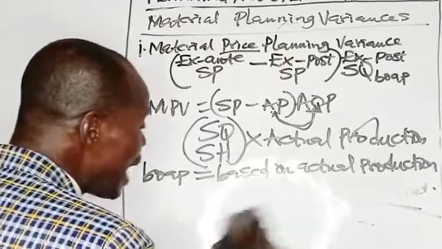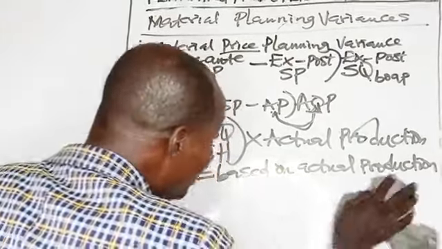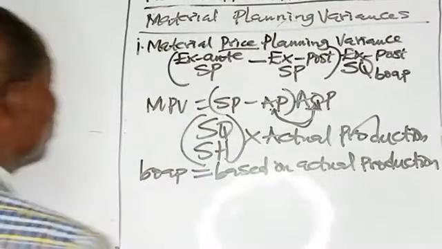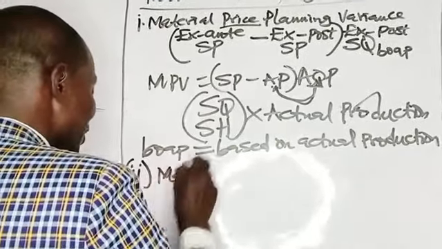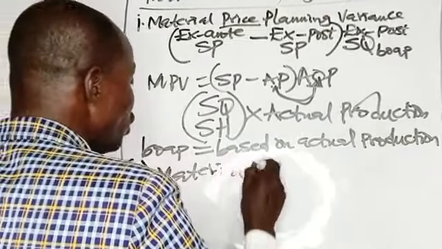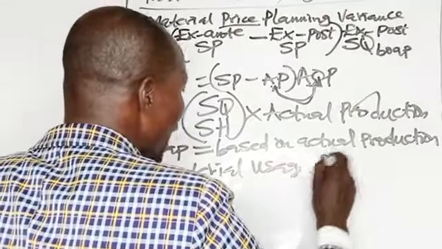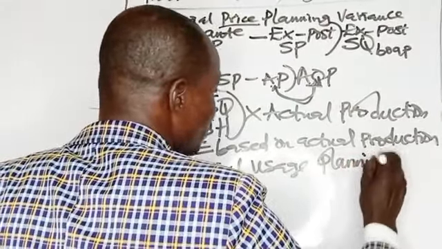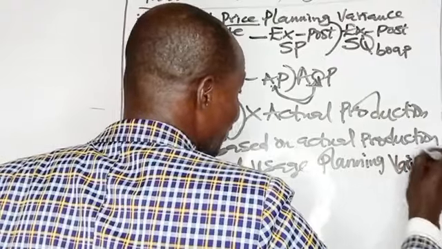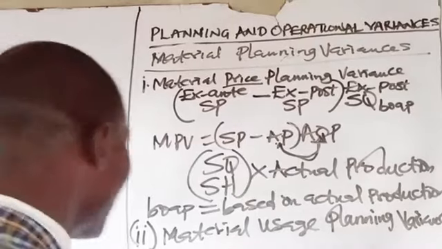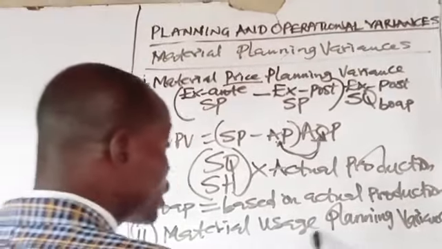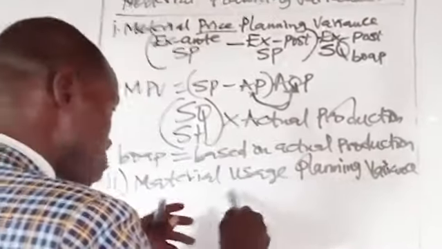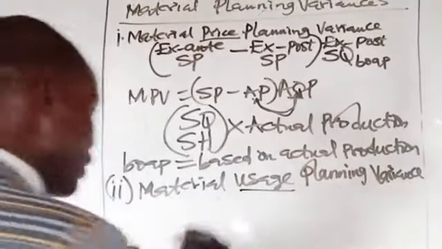Then the second variance under materials, which I'm going to examine, is material usage planning variance. Don't forget, I've told you that planning variance is ex ante minus ex post. Therefore, material usage planning variance, since usage is talking about quantity, you have the variance in quantity.